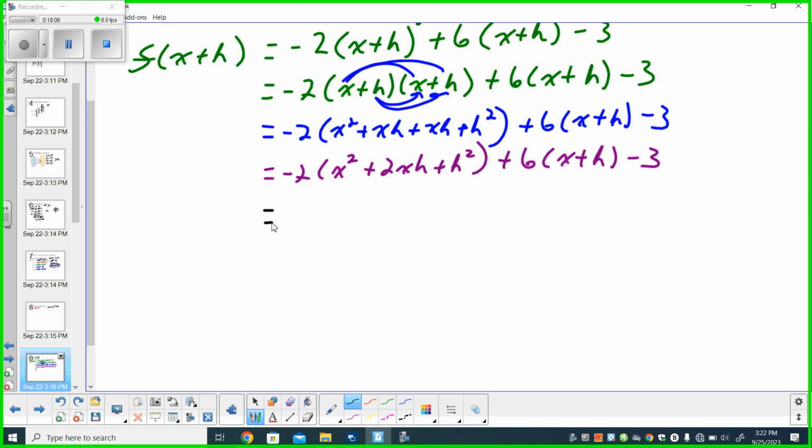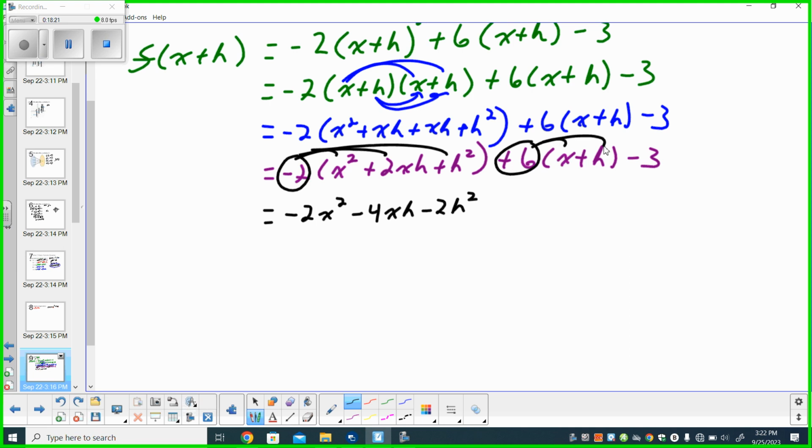And so now I'm ready to take the -2 and distribute it. So I do get -2x squared, -4xh, -2h squared. Do the same thing with this 6, but only to the x and h, because the -3 is not in parentheses. So that'd be plus 6x plus 6h minus 3.